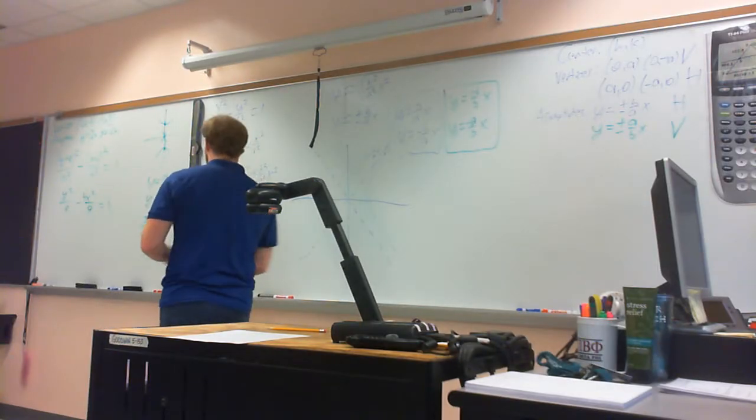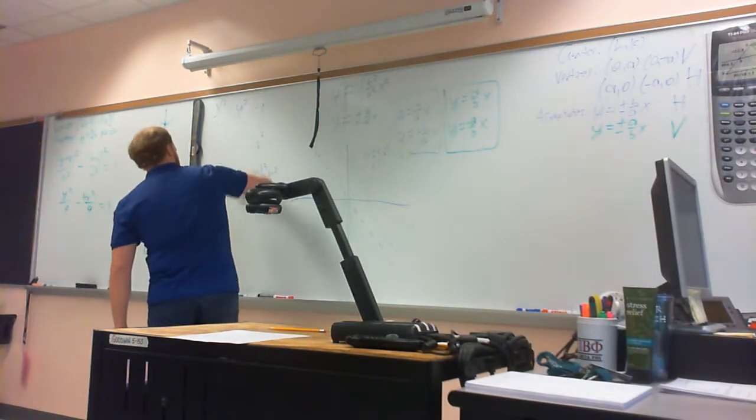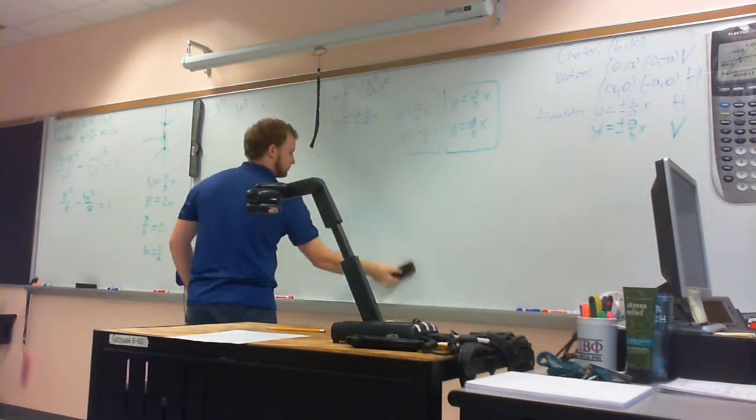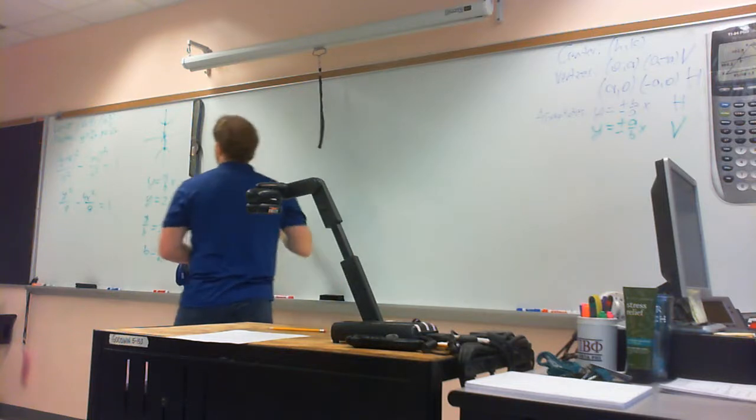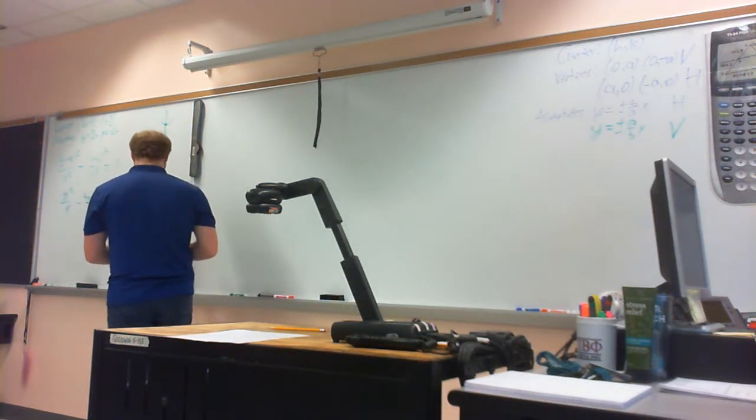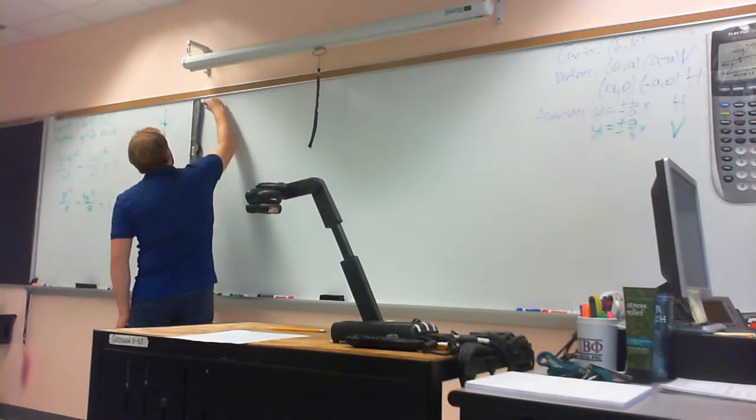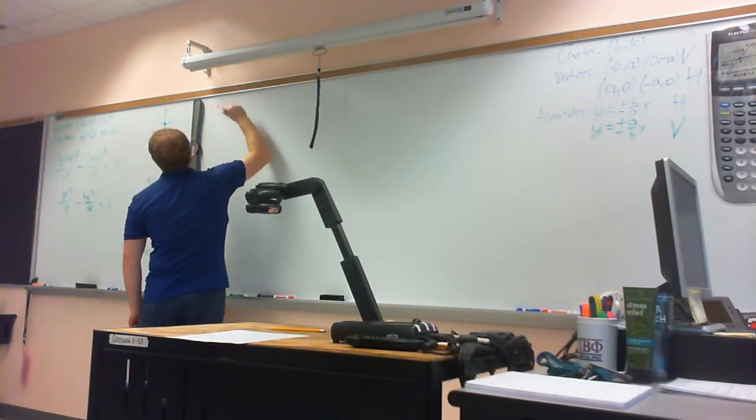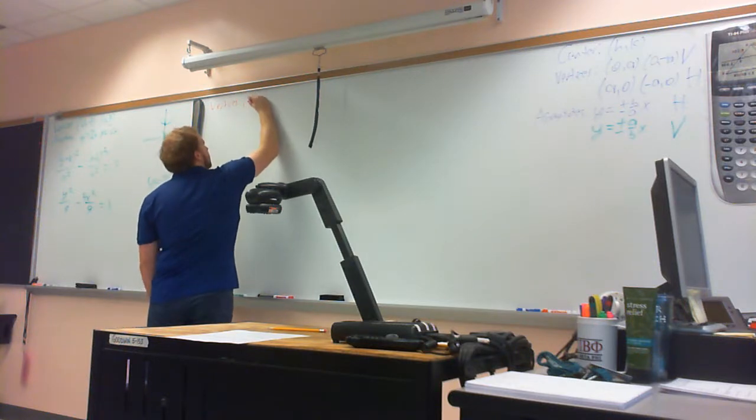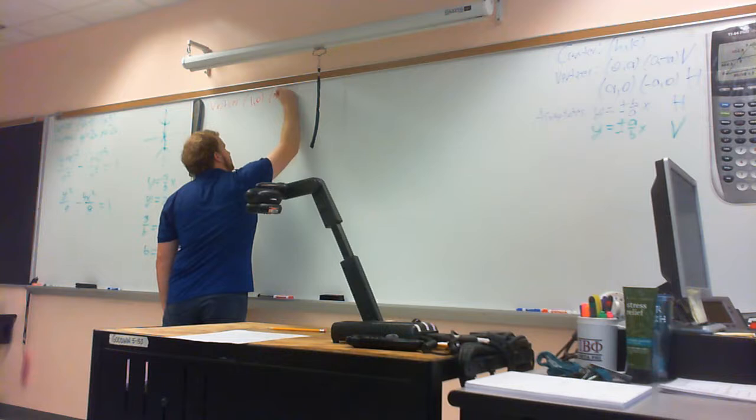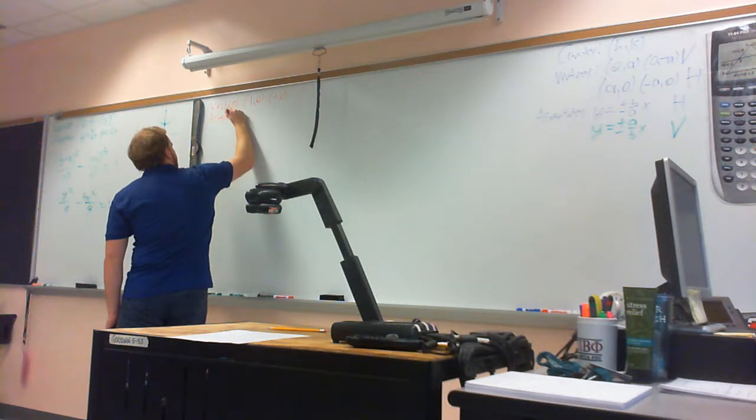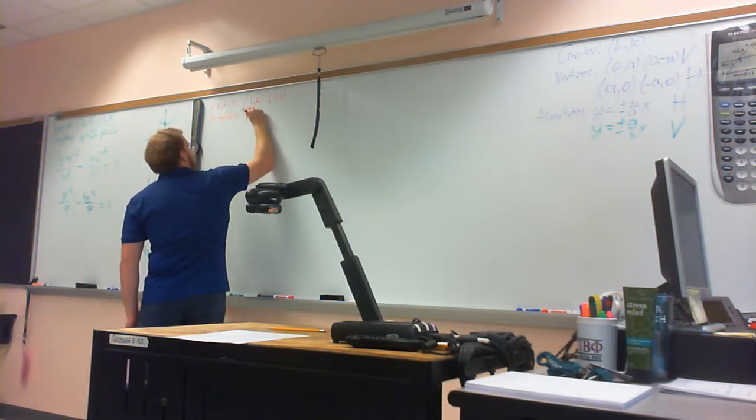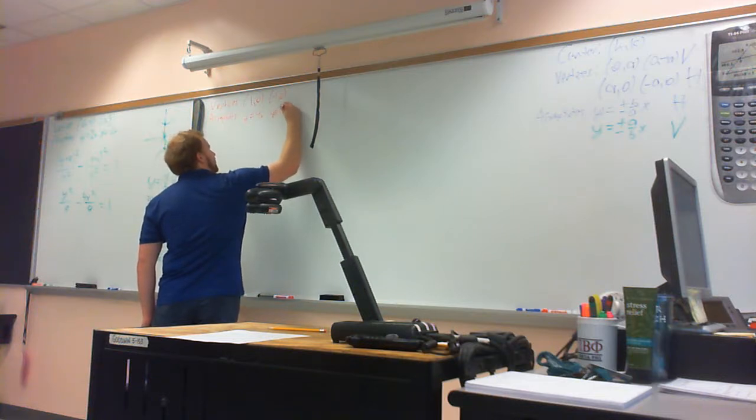Alright, we'll do another example. Alright, let's let our vertices do a different color. Vertices will be 1, 0, and negative 1, 0. Nice. Asymptotes will be y equals 4x and y equals negative 4x.